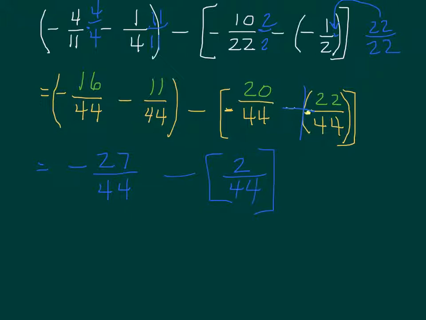So now we have negative 27 over 44 minus 2 over 44, so this is negative 29 over 44. And that will do it. We cannot reduce this fraction because there is no GCF, greatest common factor, between the 29 and the 44, so we can't reduce this one. So I hope that helps you out.